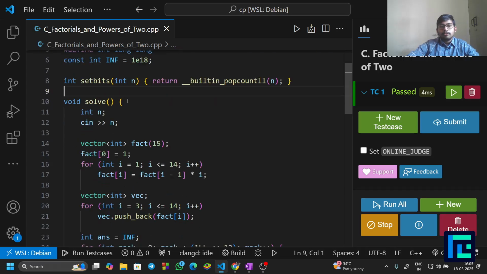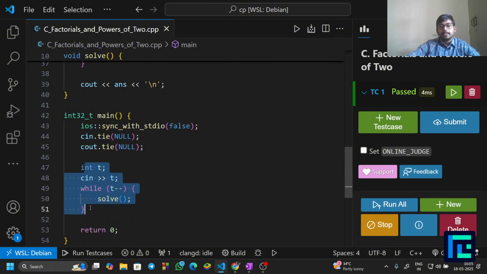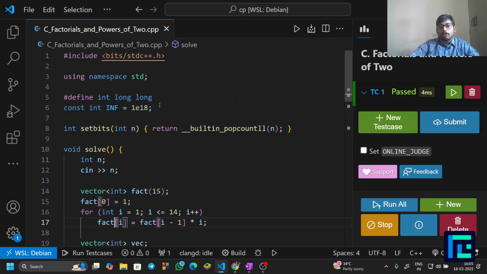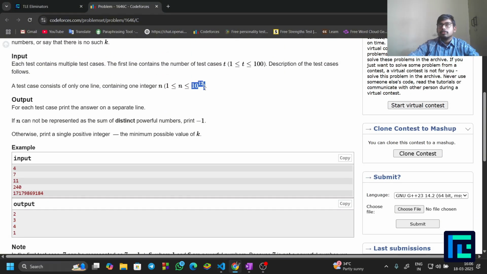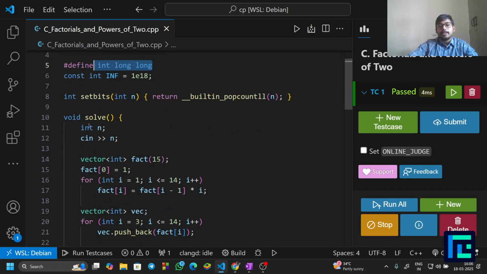Now I'll move on to my solve function. This is my main function where I'm taking the t test cases as input, and for every test case I'm calling the solve function. Inside the solve function, I've written my real logic. Also, I have defined my int as long. You can see that the range of n was up till 10 to the power 12. So this exceeds the int range. If I'm using int, then my range would exceed, so I need to use long here. So I have defined my int as long, so all the int that I have written here in my code are actually long.